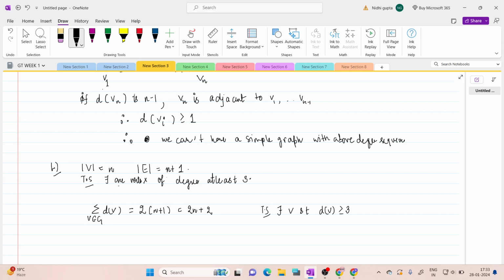So suppose we want to prove it by contradiction. So suppose we don't have such a vertex, suppose all vertices have degree less than 3. We'll prove it by contradiction.